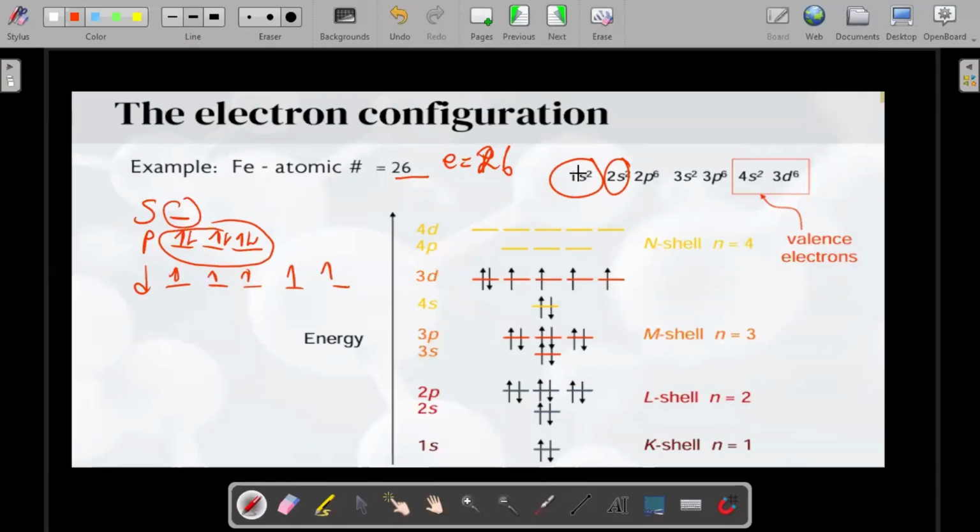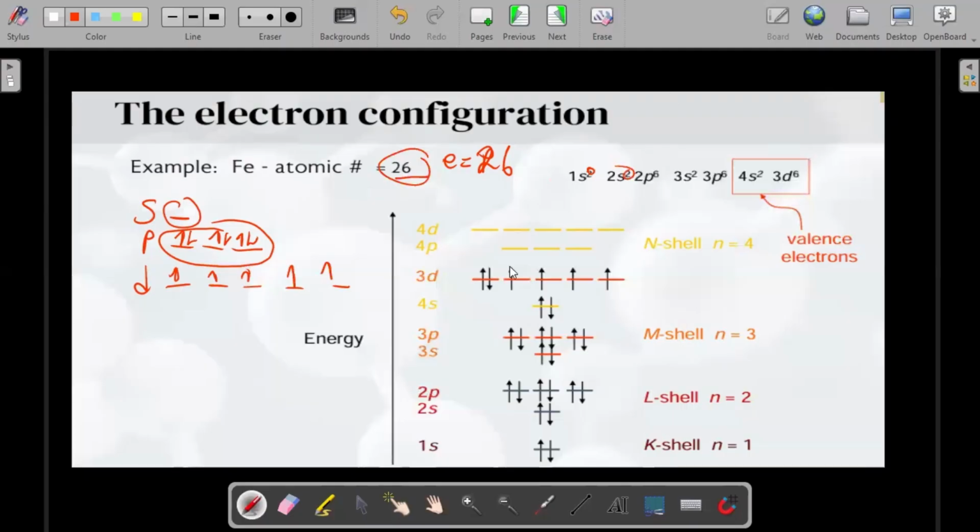So 1s gets 2 electrons, 2s also gets 2 electrons, 2p has 6 electrons, and then the next s has 2 electrons as well. Make sure that when you come up with the electron configuration and add those numbers on top, they get to 26. So that's what we have in terms of electron configuration.